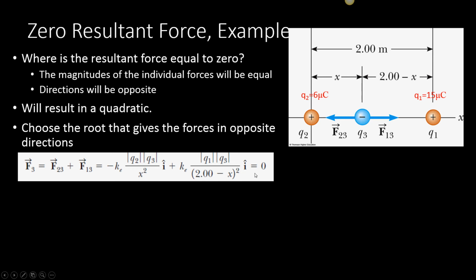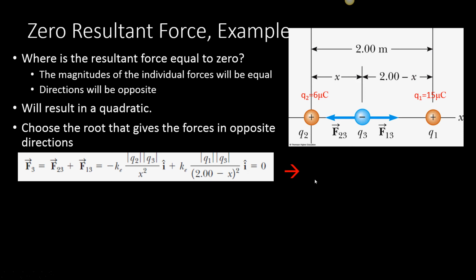And then we add to it the force from the first charge, so that's F13, and that force points to the right. So we have k electric, and then the product of the absolute magnitude of both of the charges divided by the distance that they are from Q1, and that distance is 2 minus x, quantity squared, because the force law goes as 1 over the distance squared, not 1 over distance. And again, this is in the i direction, and everything is equal to 0.